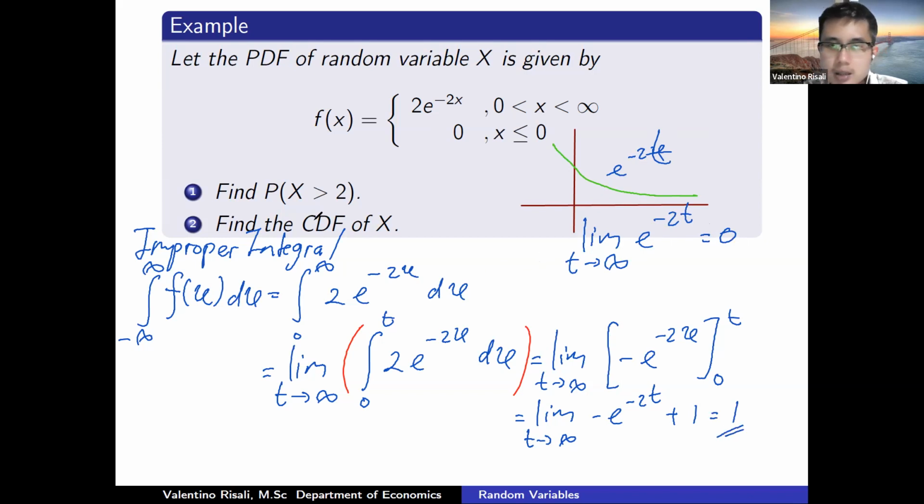And yeah, clearly it is a PDF. So if we deal with an interval like this, we have to use the concept of improper integral. Yeah, that's my remark for our example.